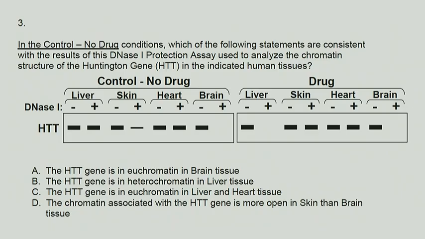Yes. If it's blank, it means it was in open chromatin, and it was destroyed at the first step of this experiment when you did the DNase treatment. So if in the drug it wasn't blank, that would indicate that the drug is doing something to convert that euchromatin into heterochromatin.